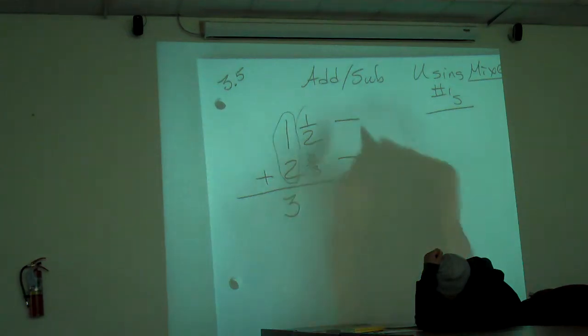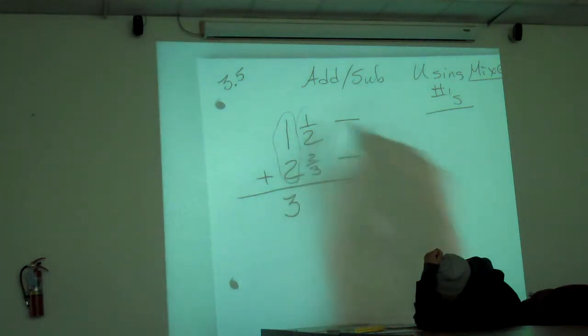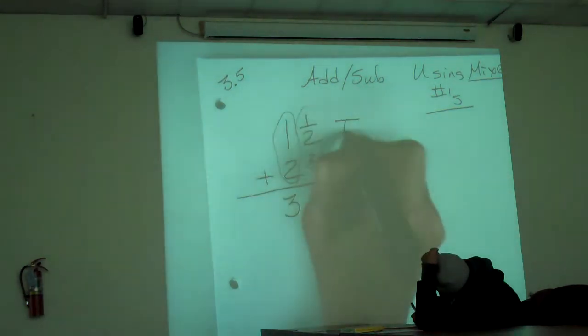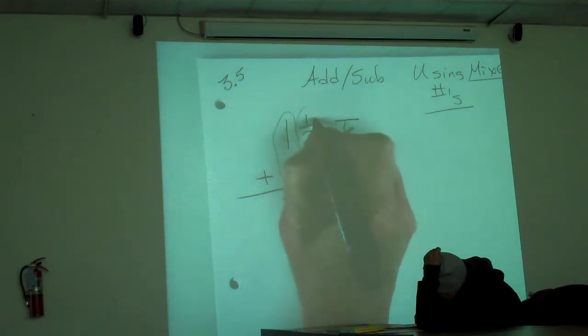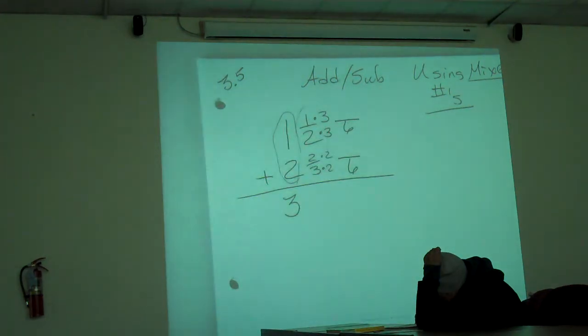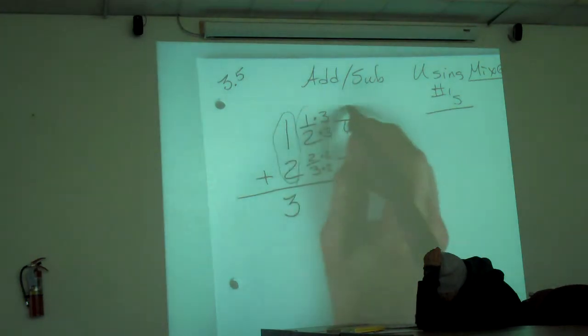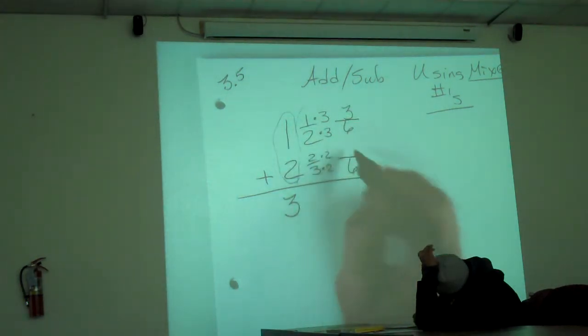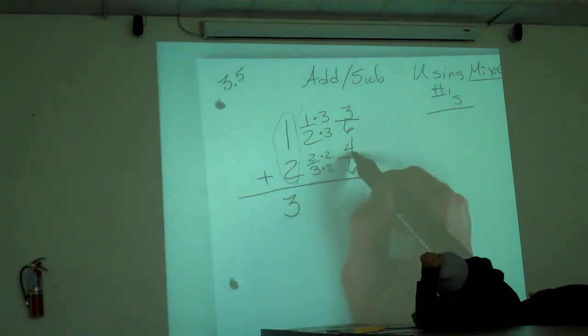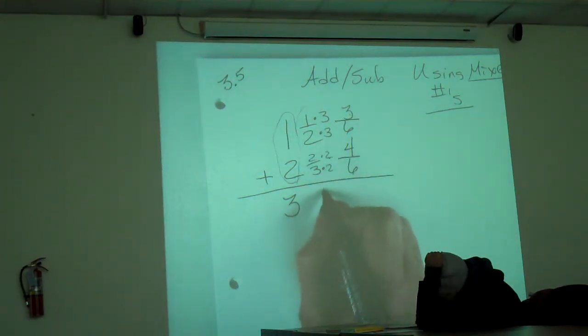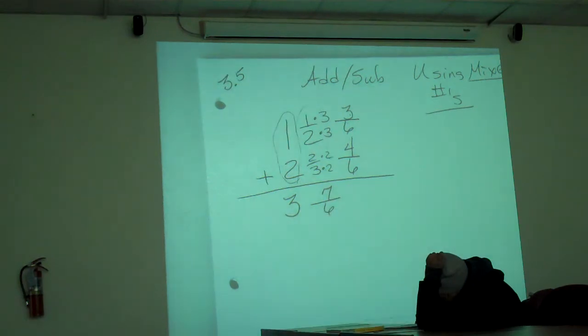Okay, 2 and 3. Common denominator is 6. Okay, 3 is times 2. 2 is times 3. Okay, so the top is 3. The bottom is 2 times 2 is 4. So you have 3/6 plus 4/6. 3 plus 4 is 7/6. That second part is called what kind of fraction?